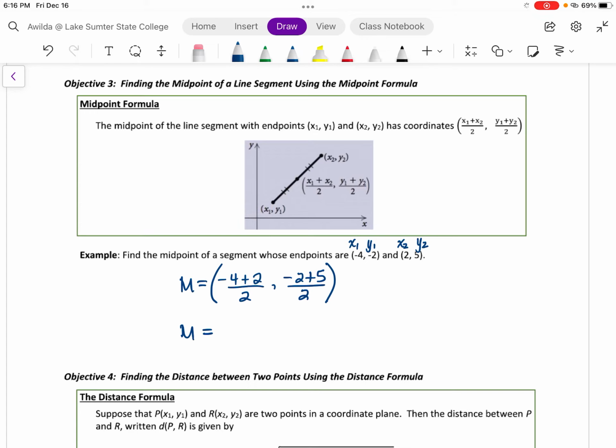All right, let's take a look at the x-coordinate. Negative 4 plus 2 is negative 2, and when divided by 2 will give us a negative 1. For the y-coordinate, we have negative 2 plus 5, that's 3. 3 divided by 2, we could write it as a decimal, but we could also leave it as an improper fraction, which is preferable in algebra. That means that the midpoint of this line segment is at the point negative 1, 3/2.